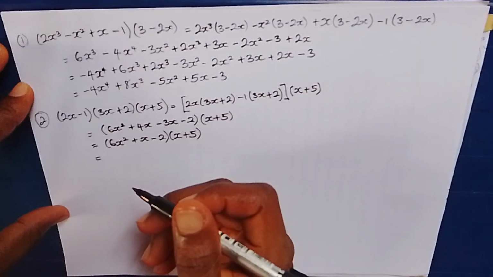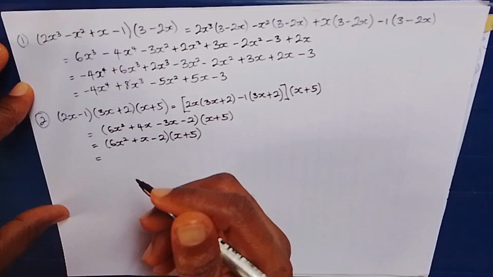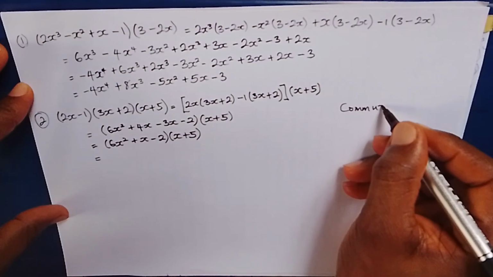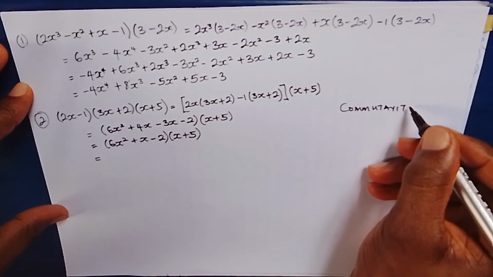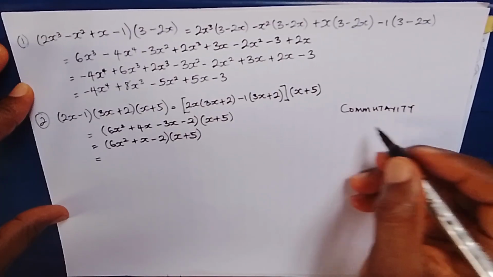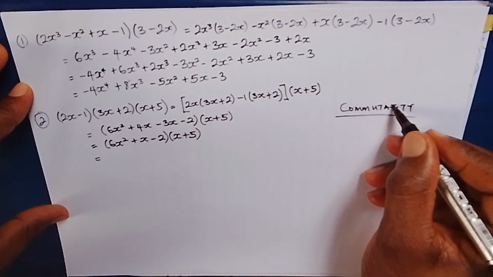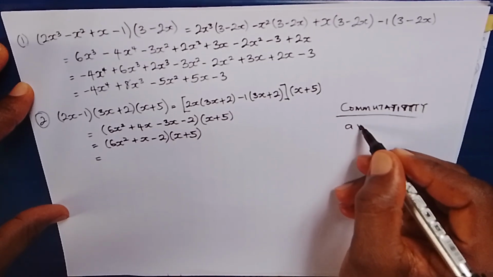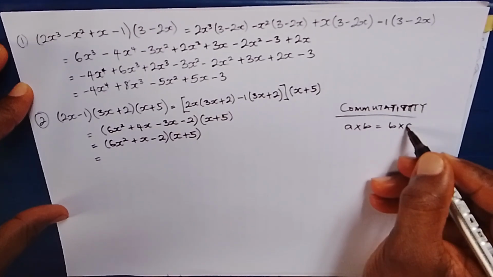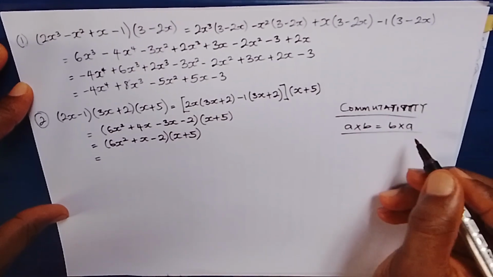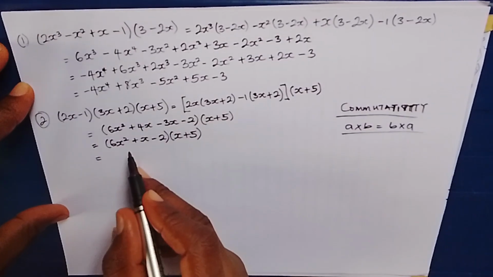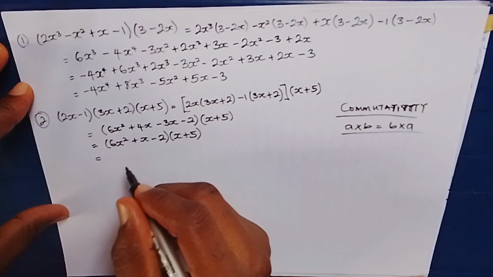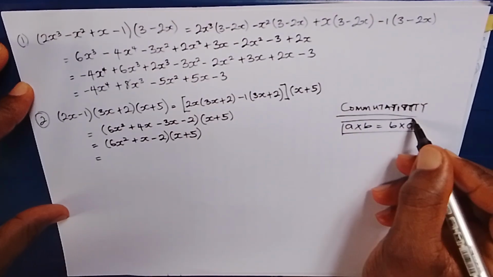I should have talked about the commutative nature of multiplication also. Let me just do that. Commutativity. It's simply this. A times B is equal to B times A. That's what commutativity is. So this guy is also equal to the other. You don't necessarily need to do this, but I just feel you should know this.